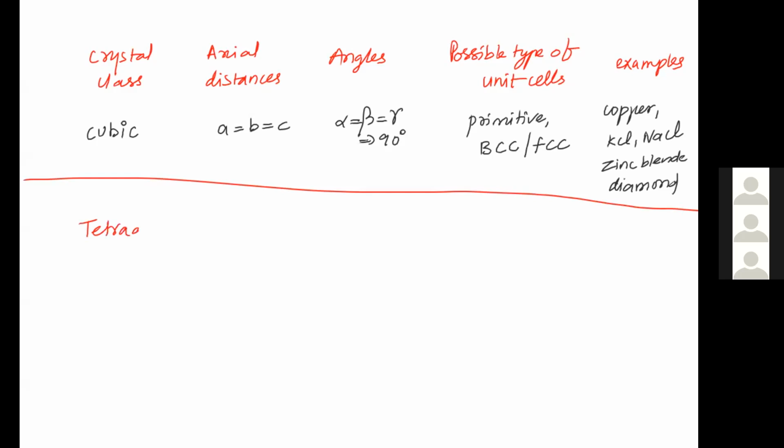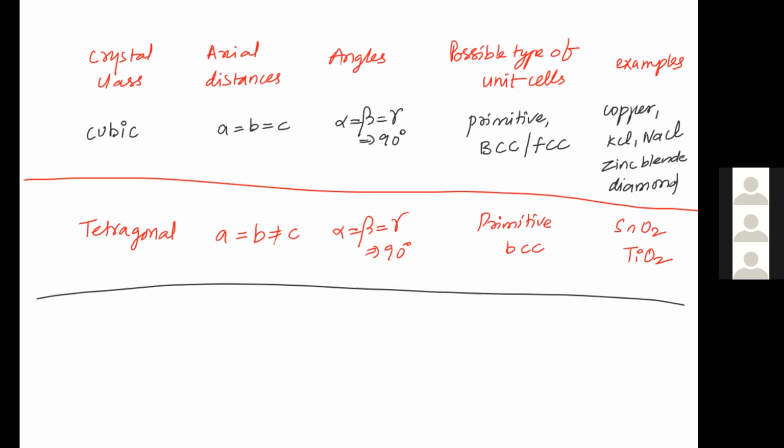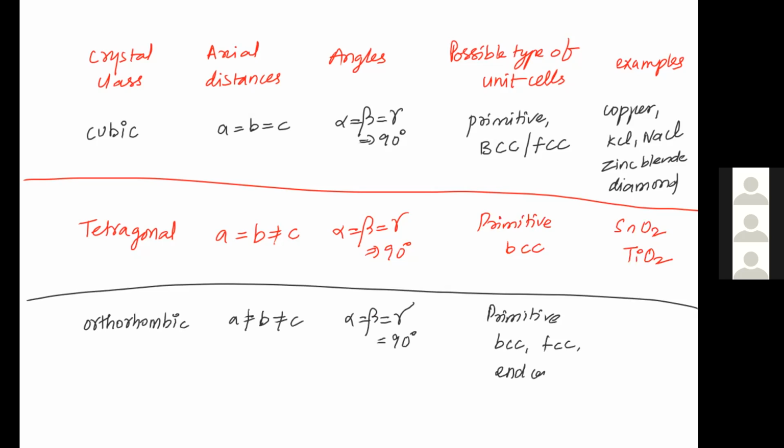Next is tetragonal. I'll show you an image of these. Your alpha, beta, gamma is 90. You have primitive, you have body centered. Tin oxide and titanium oxide fall under this. Orthorhombic: again, it's primitive, body centered, face centered. I also said it is end centered for orthorhombic in specific. We have the examples of rhombic sulfur and potassium nitrate.